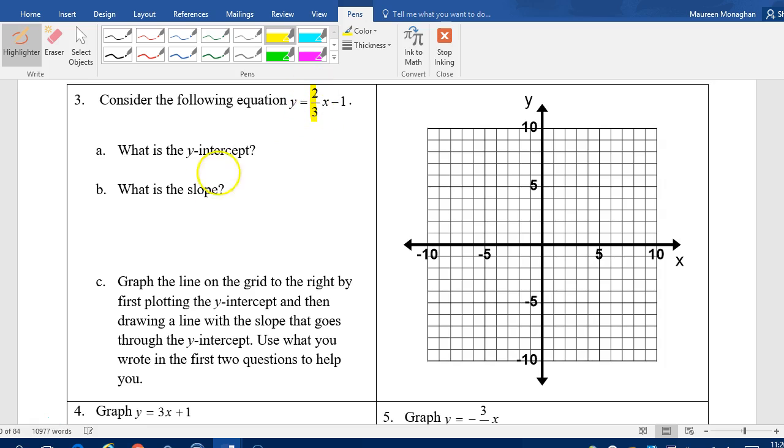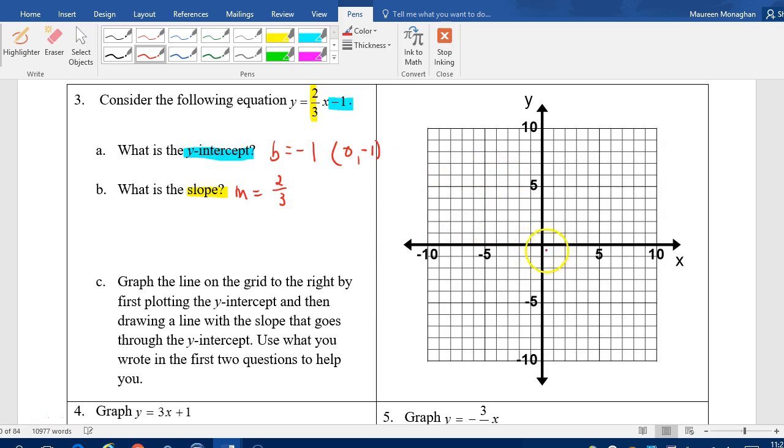I'm going to go for my highlighter because it's consistent. Look at how this all flows together now. The y-intercept is -1. We can write it that way, or we can name it as a point, which might be helpful because we're going to plot that point. And the slope is 2/3. So graph the line on the grid. Use what you wrote in the first 2 questions to help you.